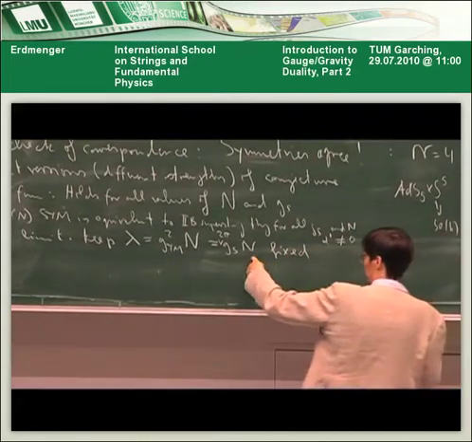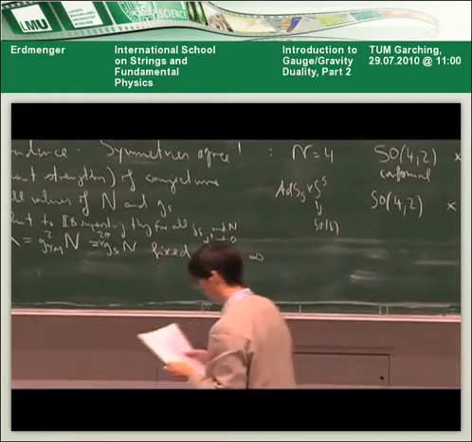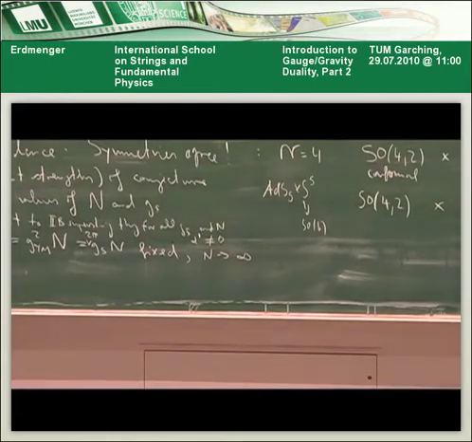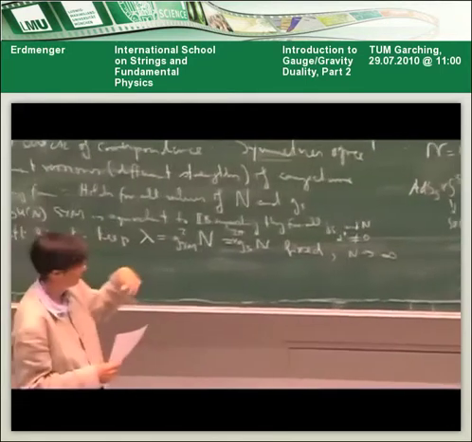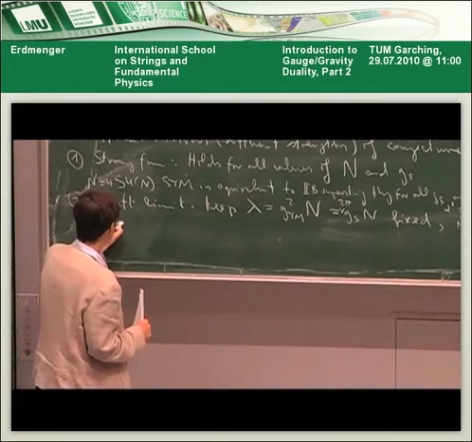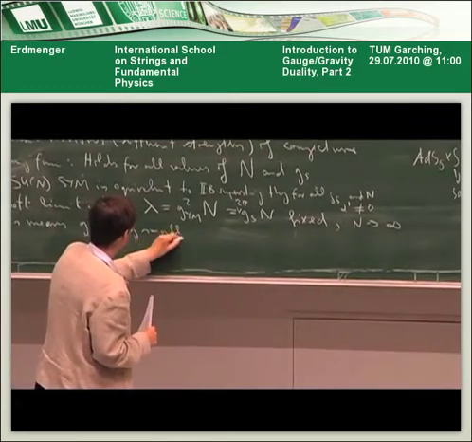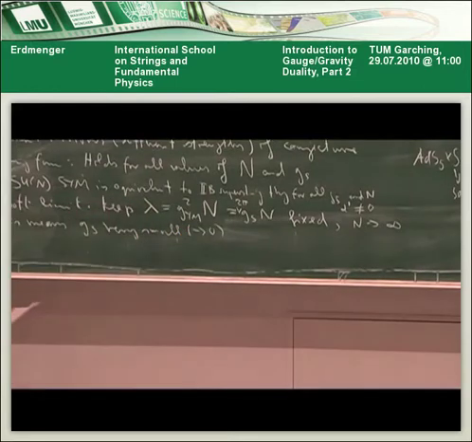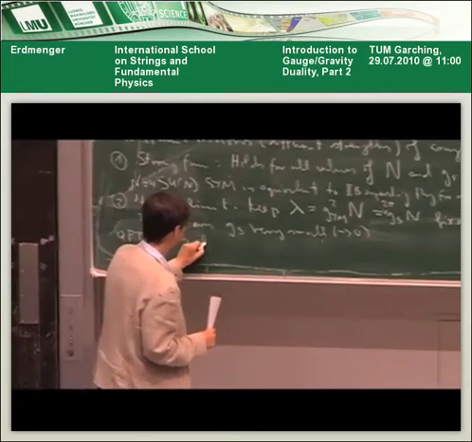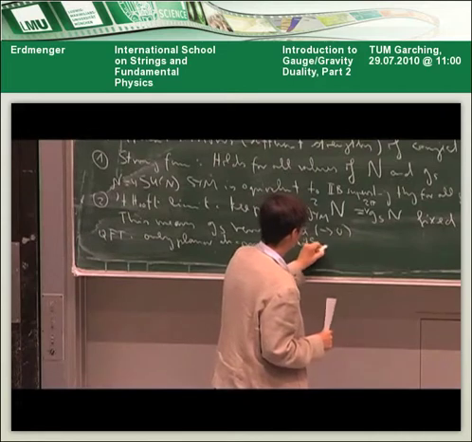So we take this quantity fixed, but it's fixed, it doesn't necessarily have to be large, and we take N equal to infinity. Then this means in the field theory we only have the planar diagrams, and it means on the string theory side that we go to the classical limit. So basically this means that g_s becomes very small, or asymptotically zero. So on the field theory side, we have only the planar diagrams, and on the AdS side, we have classical string theory.